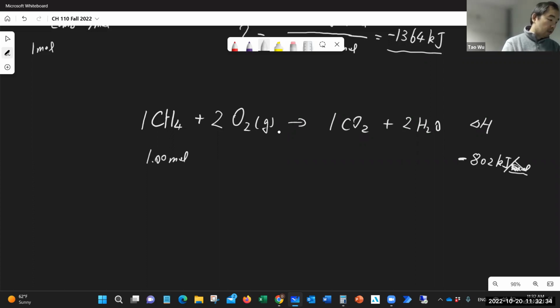Okay, then let's see. Here it talks about 3.00 moles of oxygen reacting with a stoichiometric quantity of methane. What is the heat for the reaction? Well, this is awkward, because the question gave us 1 mole of methane producing that much heat. It didn't talk about oxygen, but do we know?